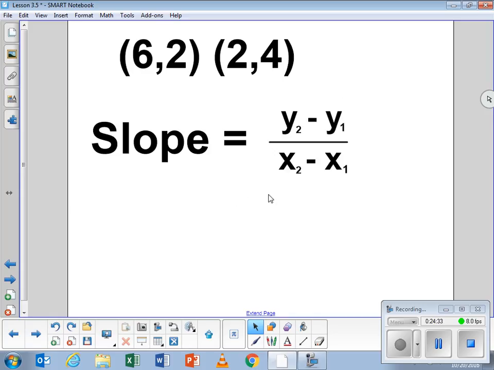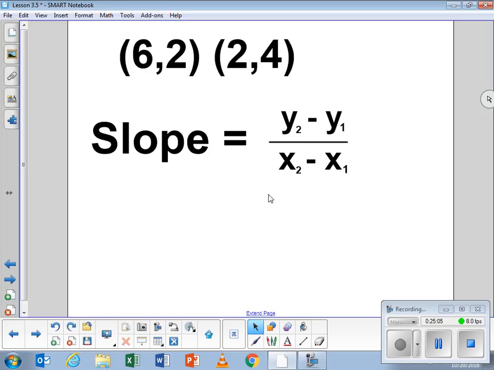No. It's change of the y's over change of the x's. If you said y1 minus y2, as long as you have x1 minus x2 on the bottom, you're okay. What you can't do is subtract the y's one direction and subtract the x's the other direction. That'll change the sign. It'll give you a negative when you should have a positive, or a positive when you should have a negative. As long as you subtract the same way, you're okay.